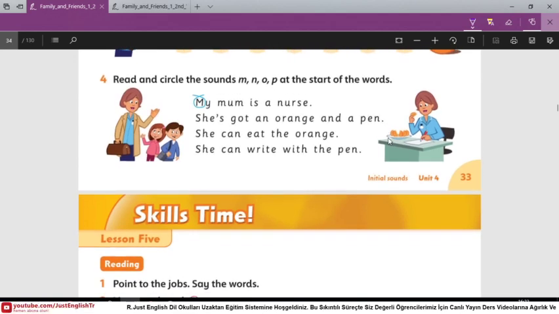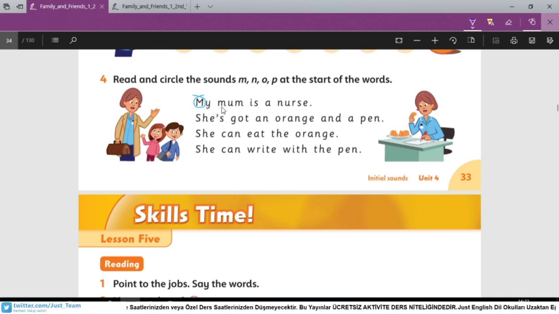Let's see. Read and circle the sounds M, N, O, P at the start of the words. What does it say, friends? Read and circle. We will circle the sounds M, N, O, P at the start of the words, meaning the beginnings of words. It doesn't say all of them. At the start of them. Okay.